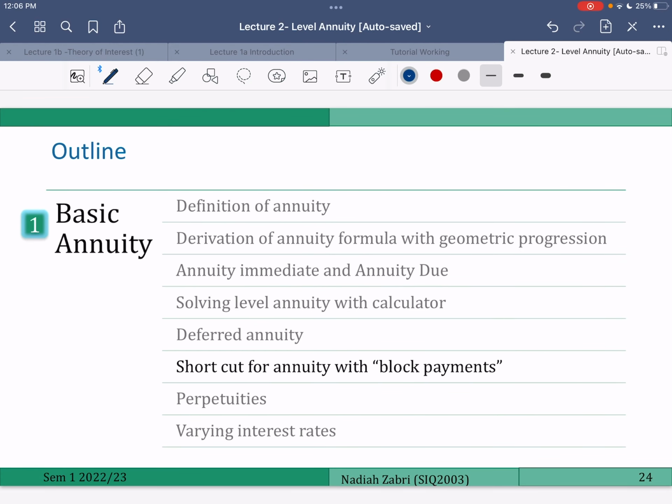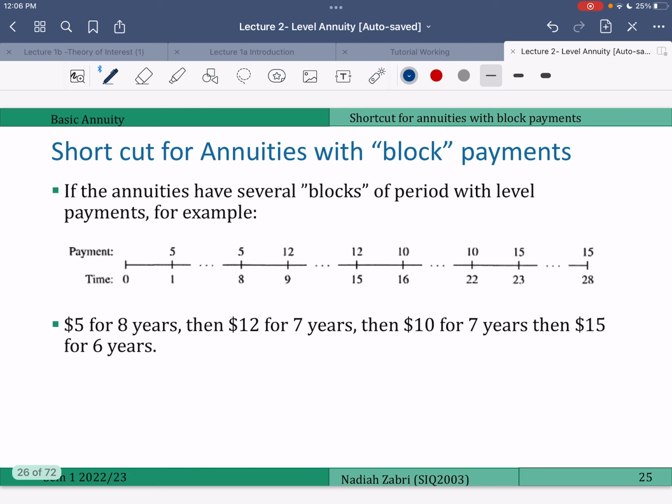Shortcut for annuity with block payments. What are block payments? Let's see this example of an annuity. It has several blocks of periods with level payments. So each block has level payments. This is the first block. It has 8 level payments of 5. And then for the next 7 years, the payment is 12. And then for another 7 years, the payment is 15. So there's a second block here, and then there's the third block here.